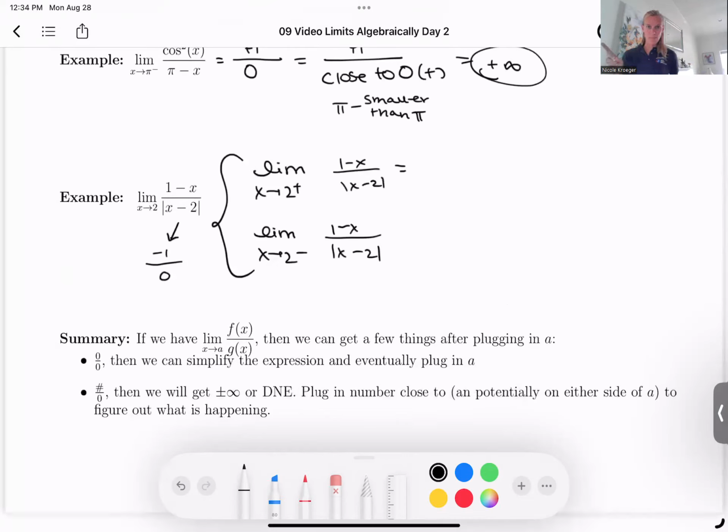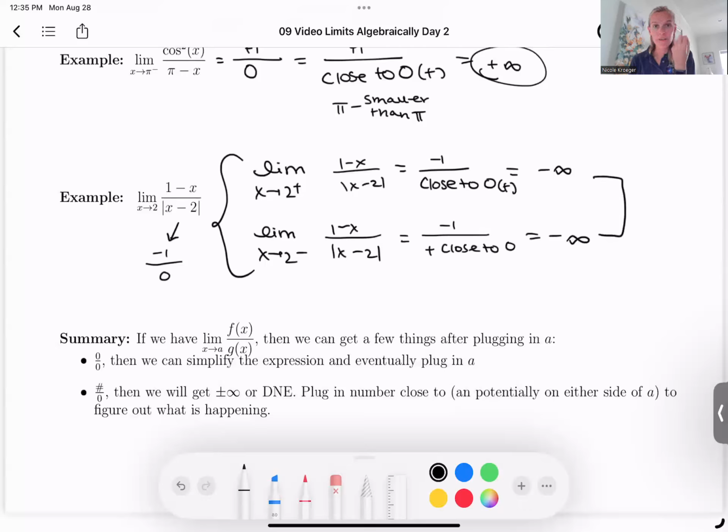Okay, so I plug in a number a little bit bigger than 2. My numerator is still going to be close to -1. My denominator is going to be positive because of the absolute values, and it's going to be close to 0. So I'm going to get -1 divided by a positive number close to 0. That's going to give me negative infinity. Exact same thing is going to happen if I plug in a number a little bit smaller than 2 because the denominator still has absolute values. So we're still going to have a positive number close to 0, and I'm going to get negative infinity out. Since these agree with each other, that means my overall limit is negative infinity.